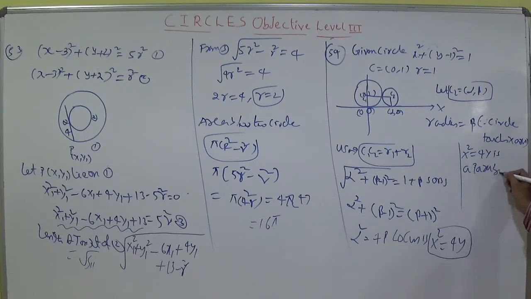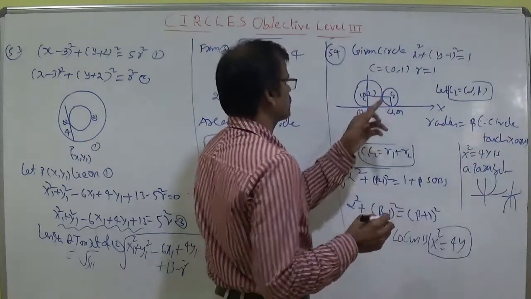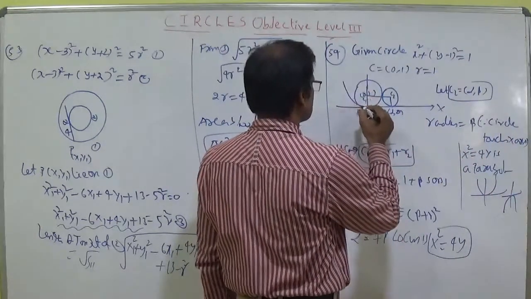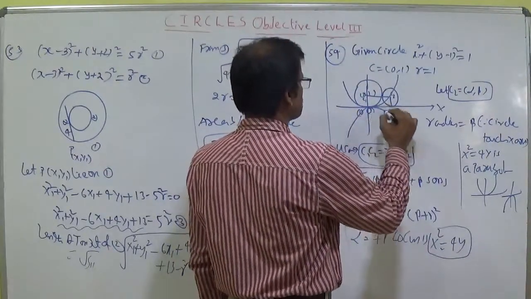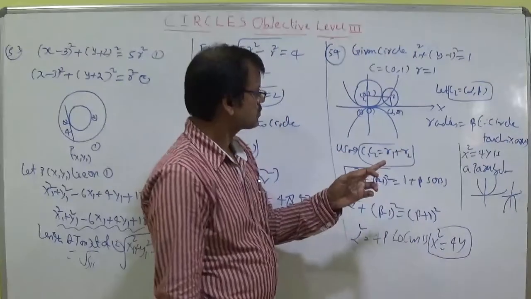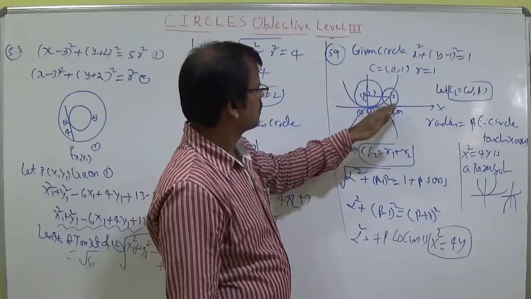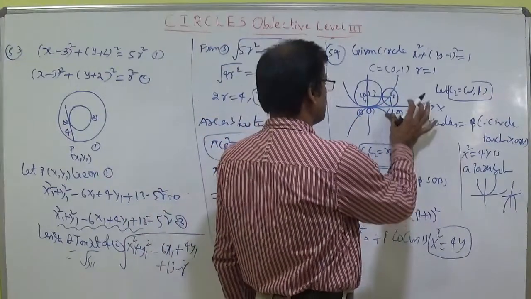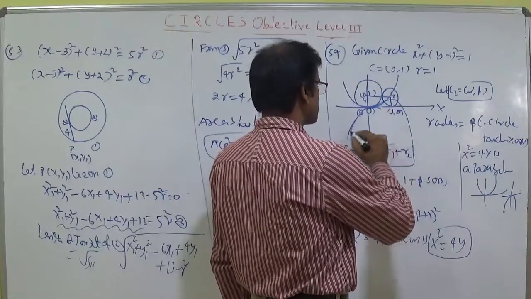X square is equal to 4y is a parabola. The shape is like this, or like this. Whenever x square is equal to 4y, this locus may be like this, or this locus may be like this. Whenever the circle is above, the locus may be in the shape of like this, extended like this. So the vertex should be like this.